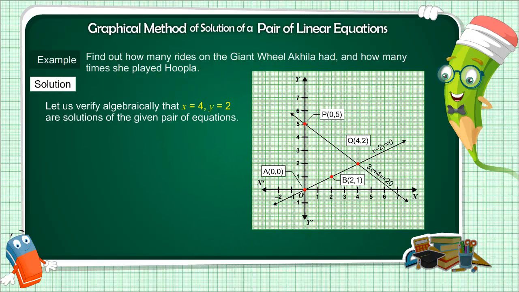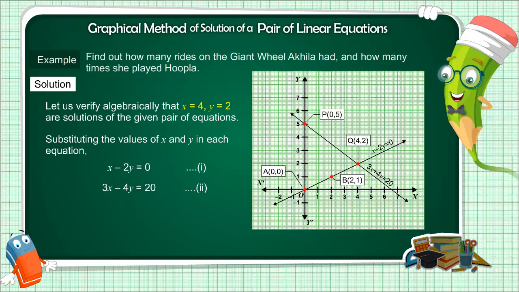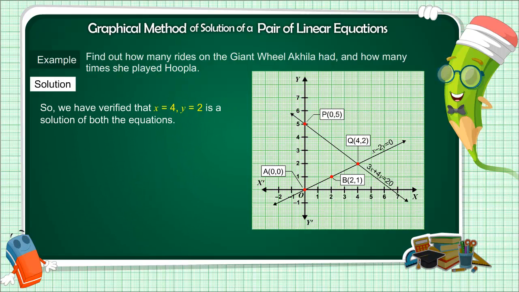Let us now check algebraically whether x equals 4 and y equals 2 are solutions of both the given equations or not. Put these values of x and y in both the equations. Putting the values in the first equation, we get 4 minus 2 times 2 equals 0, which is equal to the right-hand side of the first equation. Putting the values in the second equation, we get 3 times 4 plus 4 times 2 equals 20, which is equal to the right-hand side of the second equation. This proves that both these values of x and y are solutions of the given equations.